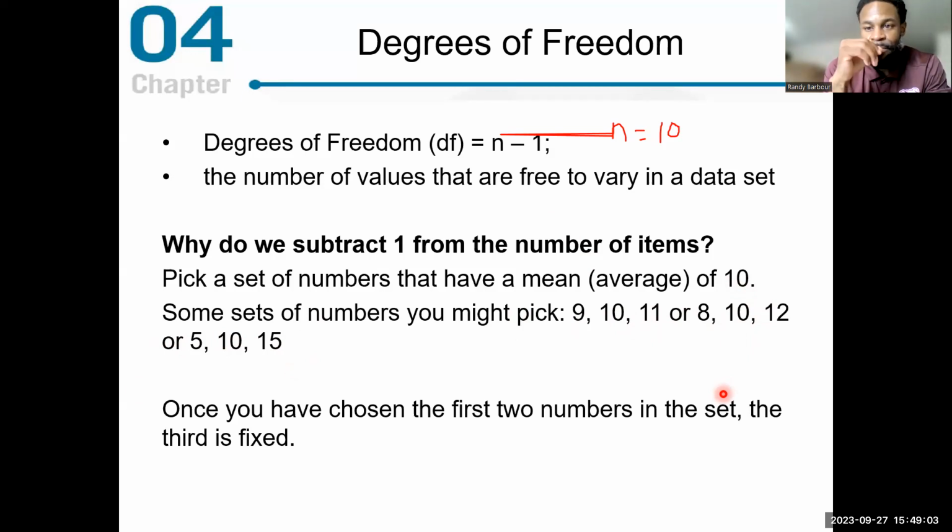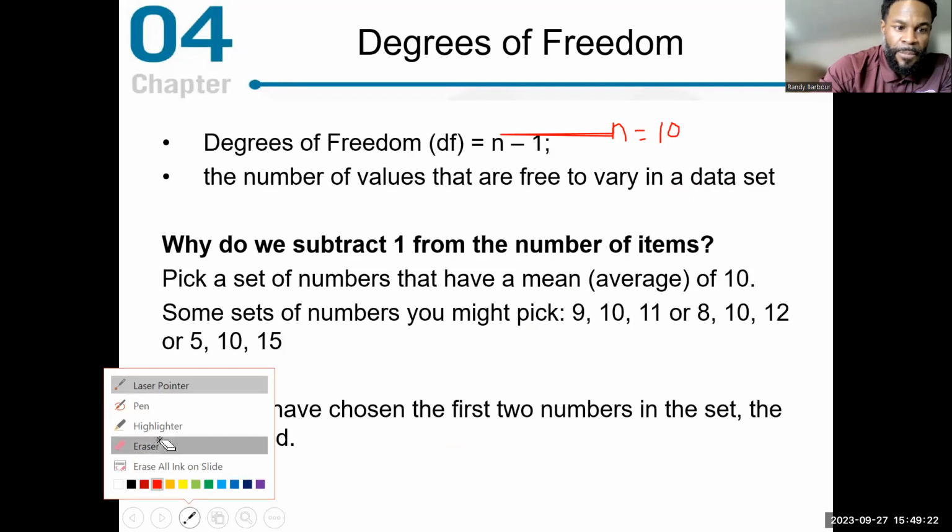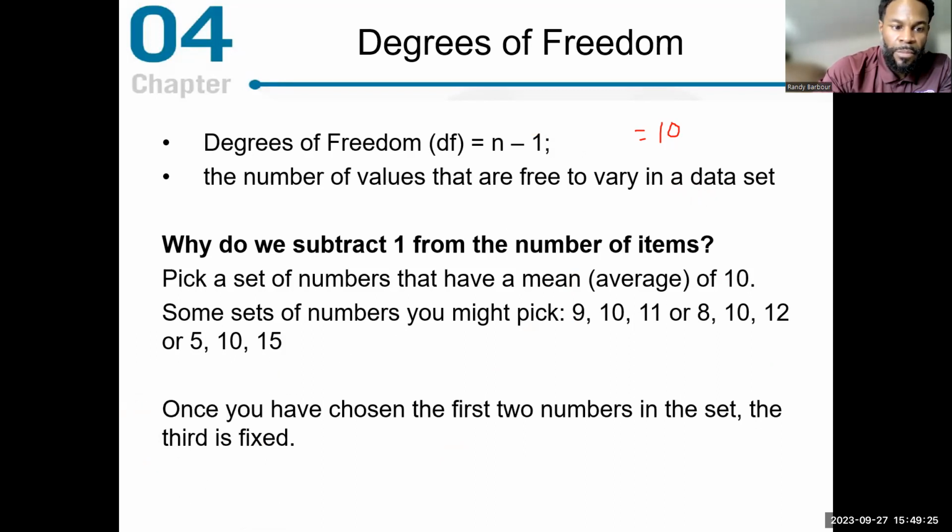I'm going to pause there. Any questions about degrees of freedom and how it's been explained? Any questions whatsoever? If you're confused, please ask. Ask a question. All right, I'm going to go ahead and delete this, and then we'll go on to the next slide.